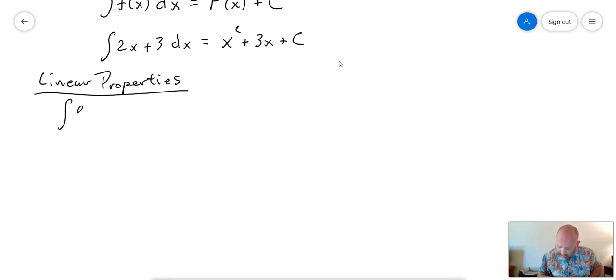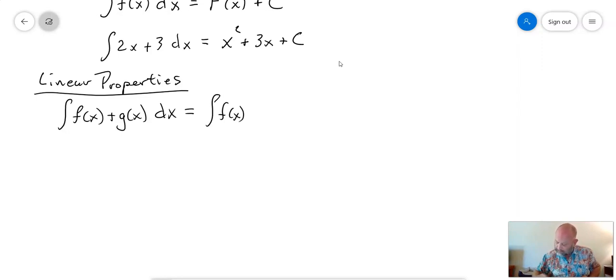Right, there are some linear properties of integrals. One, if I am taking the integral of the sum of two functions, I can split that up. Just like derivatives, I can split derivatives up. If they're being added, I can also split up integrals. So if I have something with more than one term, I can take the integral term by term.